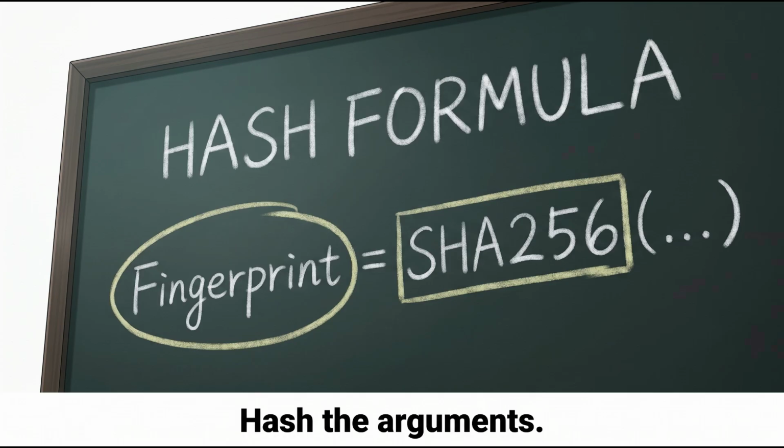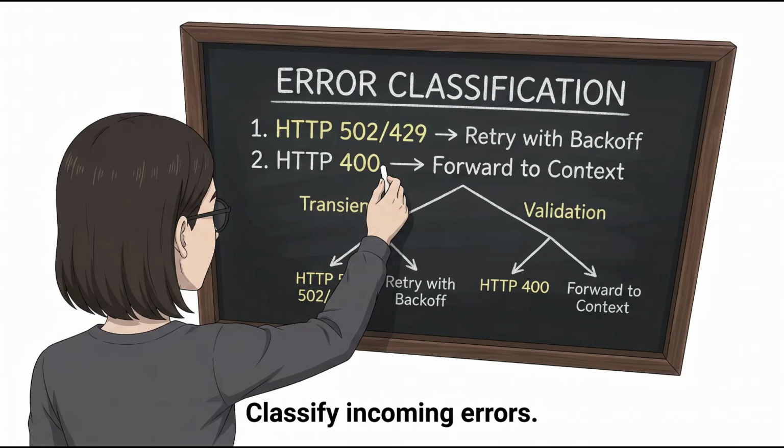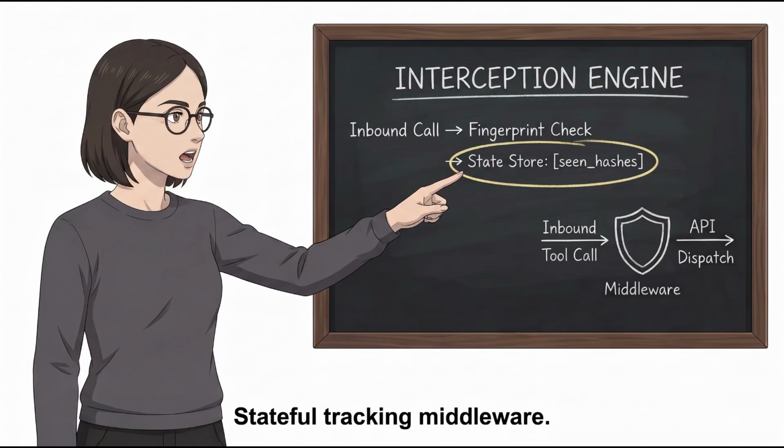We do this by sorting the JSON keys and hashing the string. Next, we must classify incoming errors. Transient network issues can be silently retried with backoff, but validation errors must be exposed to the model context to force changes. We introduce a stateful tracker directly into our orchestration engine.